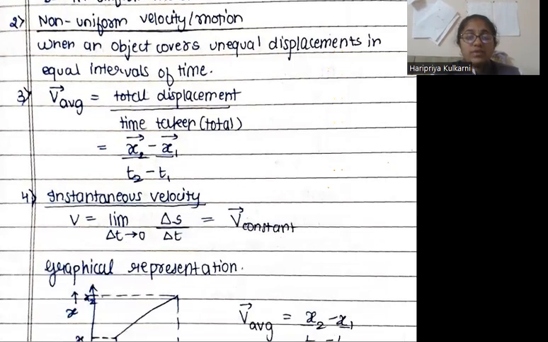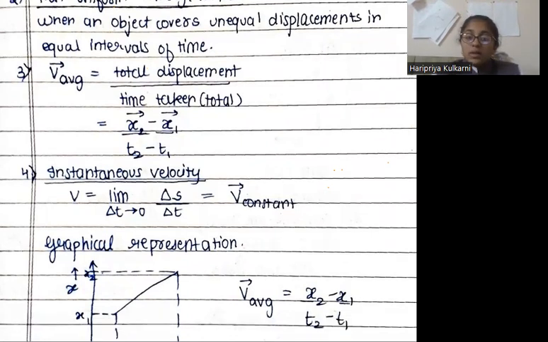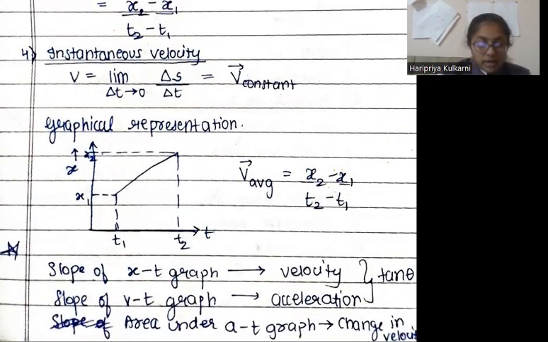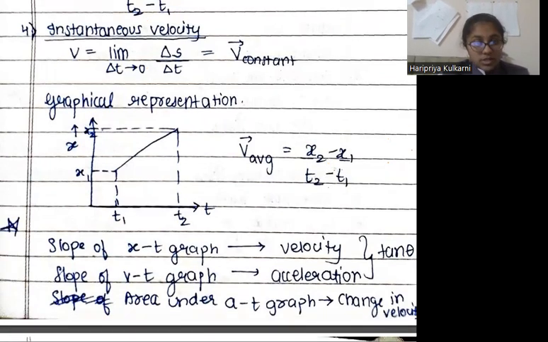Now coming to non-uniform velocity or motion. When an object covers unequal displacements in equal intervals of time, we calculate average velocity for this, right? So it is total displacement by total time taken. Coming to instantaneous velocity, we had instantaneous speed. Similarly, we have instantaneous velocity. So v is equal to limit delta t tending to 0 of delta s by delta t, which is vector v at that instant. Okay, at that instant, right?